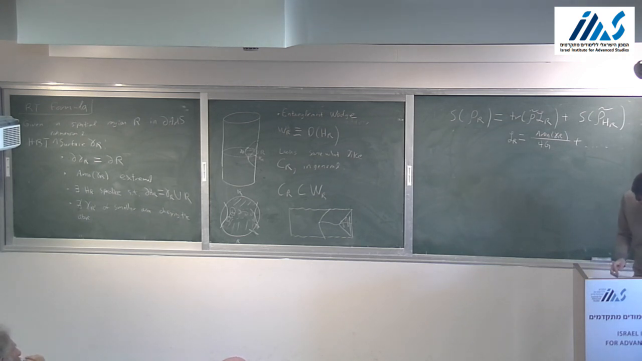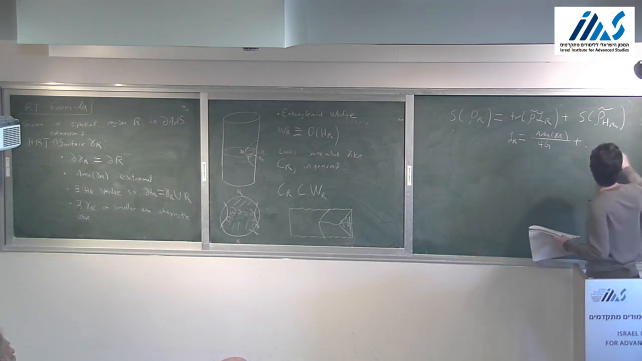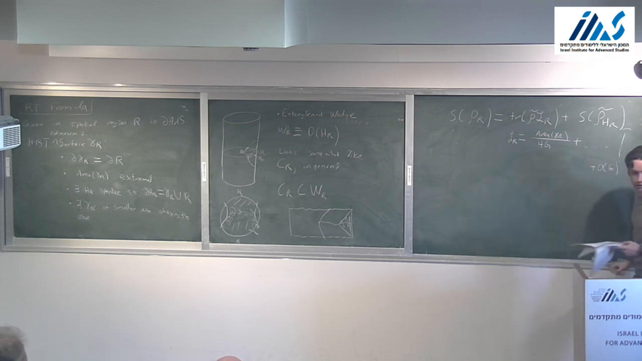Okay. So this formula also has, I should put here, a plus order G. This is the formula that's true through order G to the 0. For higher orders in G, there's also a formula. It's called the Engelhardt-Wall formula.